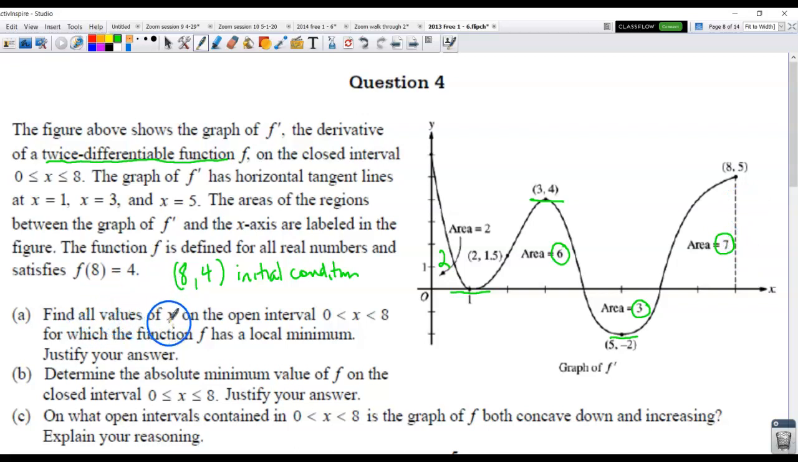In letter A, find all values of x on the open interval for which f has a local minimum. So we know we're looking for the first derivative to change, for a local minimum, from negative to positive. When we look at the graph, we see that the first derivative, remember this is f prime, changes from negative to positive only at x equal to 1, 2, 3, 4, 5, at x equal to 6. So let's look at the scoring rubric and see what they say, because we do have to justify our answer.